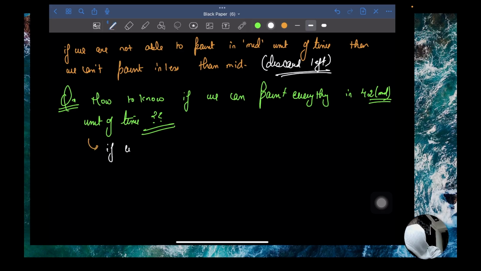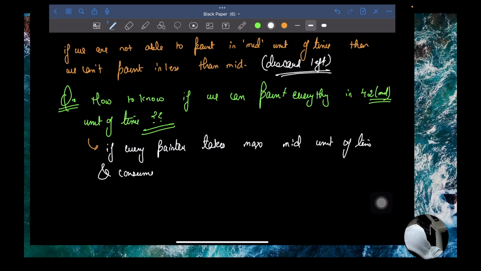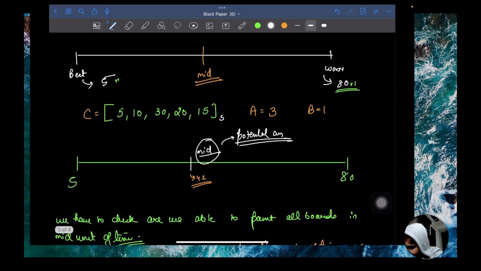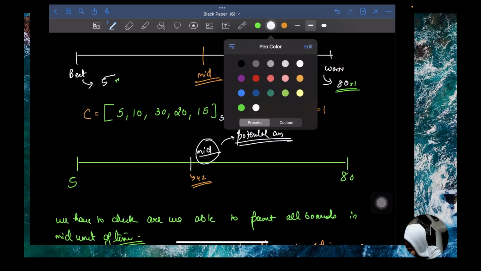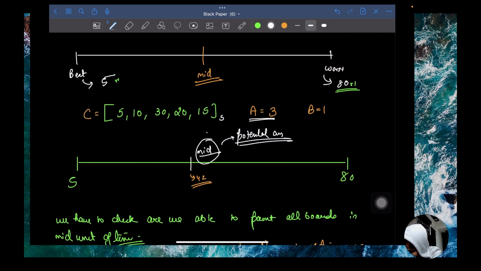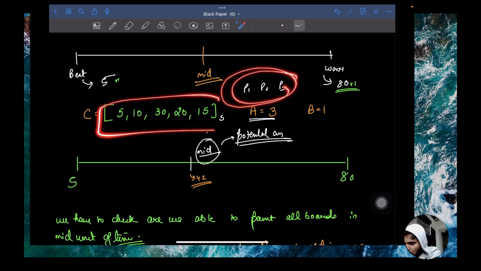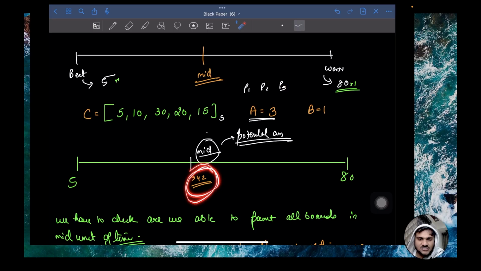If every painter takes max mid unit of time and consumes painting of all boards. Right. So let's see. Now we have three painters, right? A is equals to 3. So we have three painters, P1, P2, P3. Can P1, P2, P3 paint all of them in 42 unit of time? Let's try to see that.